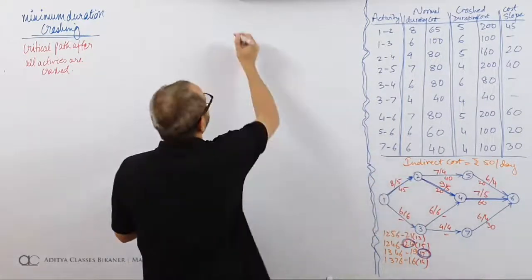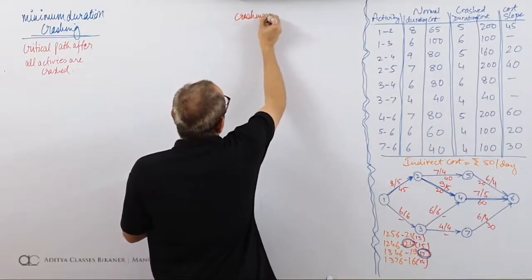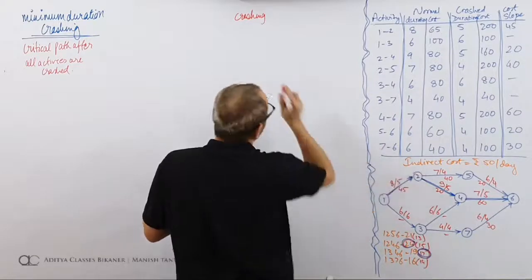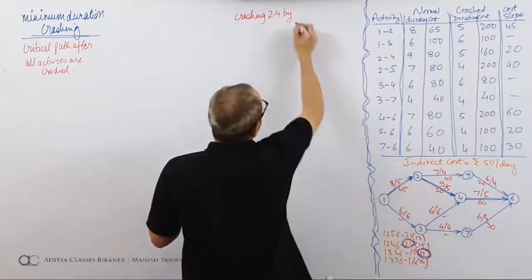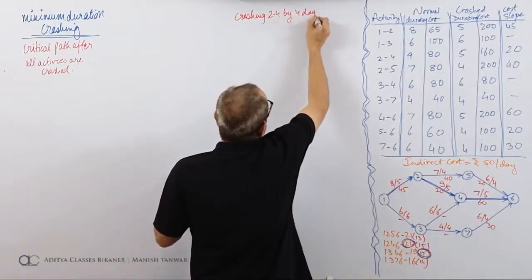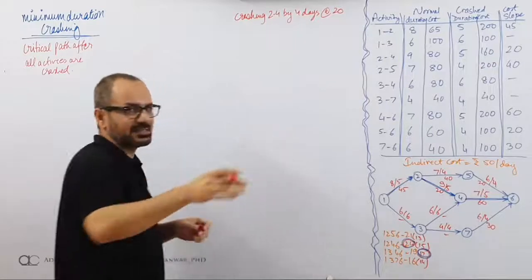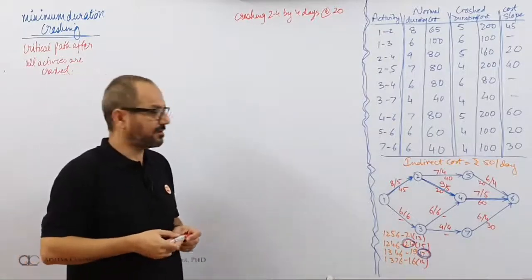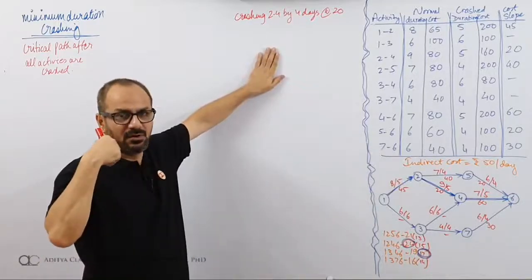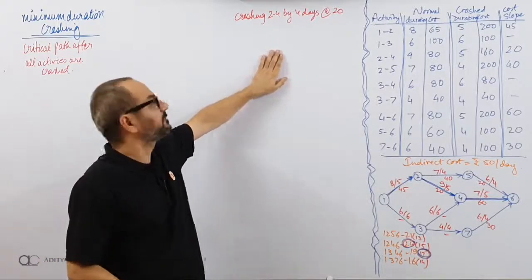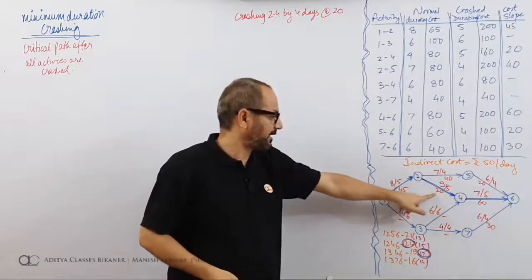What will I write? I'll write crashing 2-4 by 4 days at rate of 20. Why are we writing this? So that the examiner knows how I reached from this network to the next network, and so that I know what are the additional payments that I am making. Crashing 2-4 by 4 days at rate of 20.